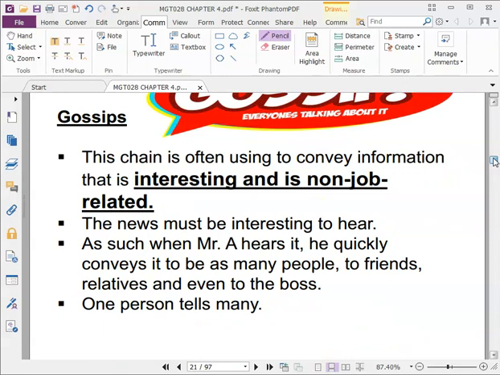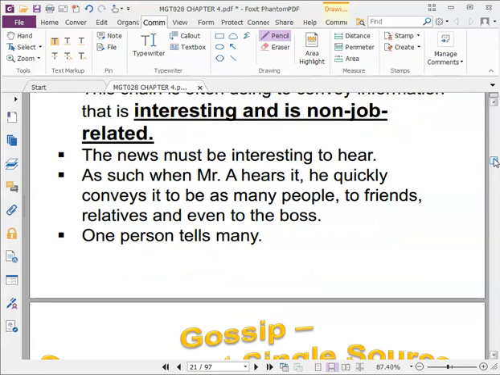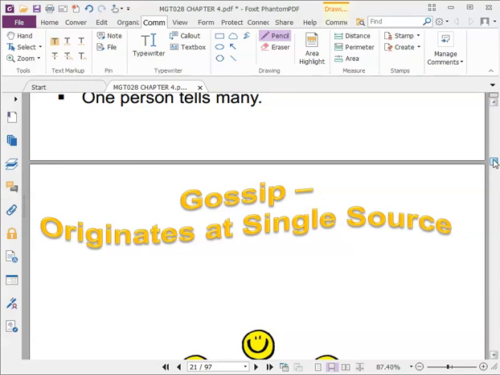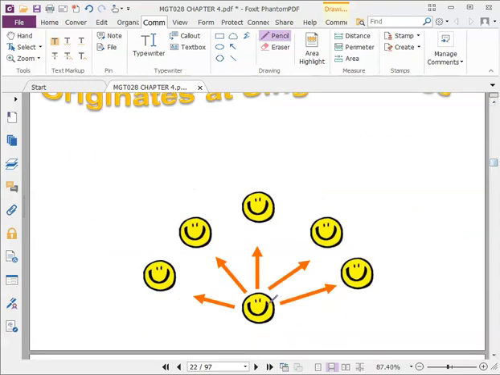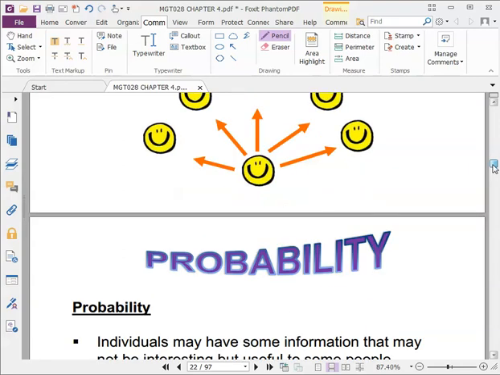As such, when Mr. A hears it, he quickly conveys it to as many people as possible: friends, relatives, and even the boss. One person tells many. Itu maksudnya gosip. Okay, seorang dia bercerita kepada orang yang ramai. Itu maksudnya gosip. Originates at a single source. Okay, dia seorang. Okay, dia bagi tahu kat kawan-kawan dia lain. Kat tempat kerja ke kan. Mesti ramai kawan-kawan. So, dia cerita. Kau nak dengar gosip tak? Okay, itulah gosip. Seorang dia bagi tahu kat orang ramai.